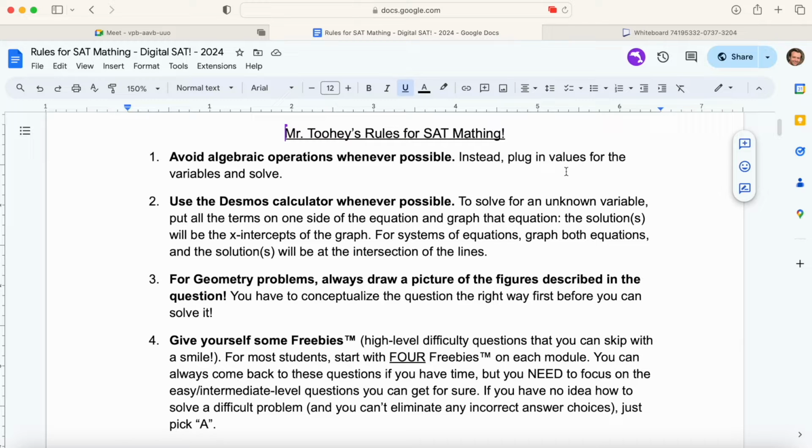And that's why I started with rule number 2, because some of these plugging in values questions, you're going to want to use the Desmos. You're going to want to be able to navigate your way through the Desmos first to be able to do that. So I want to practice that avoiding algebraic operations and plugging in values in place of the variables on some of these questions. So I'm going to bring up a new question up here on the whiteboard.